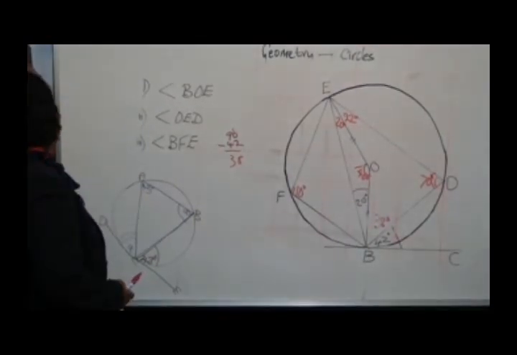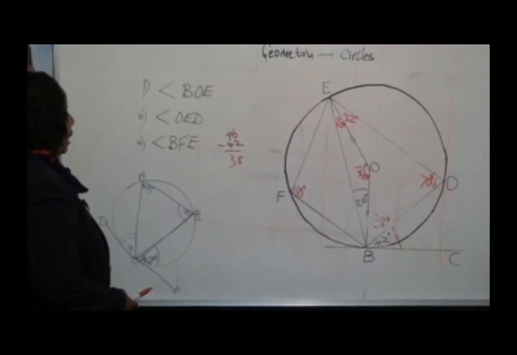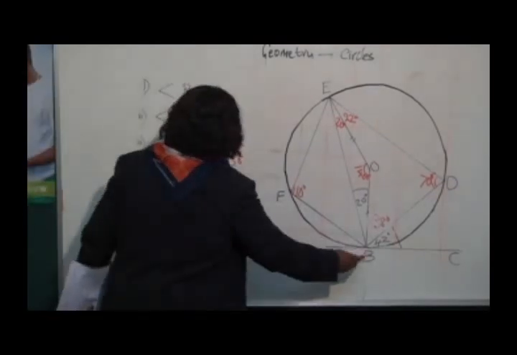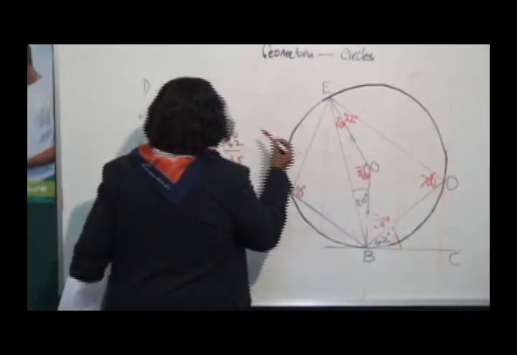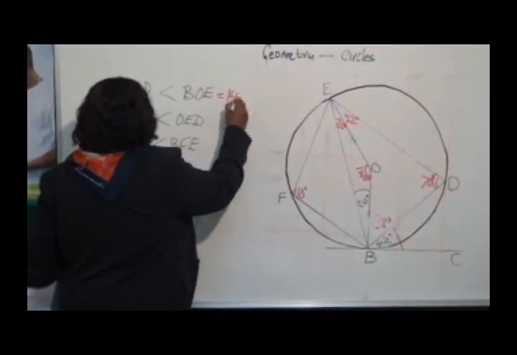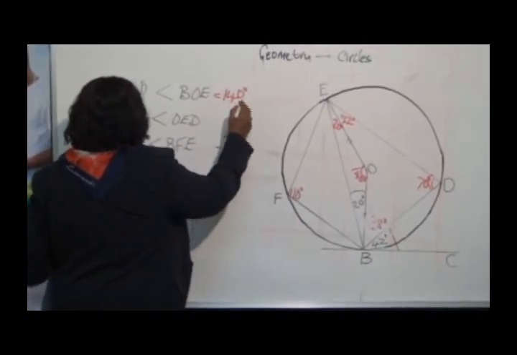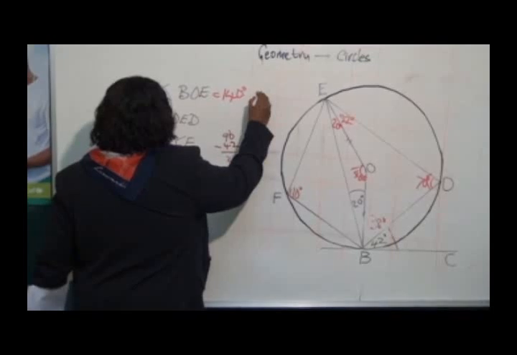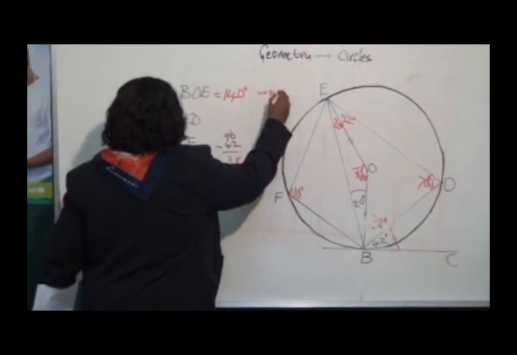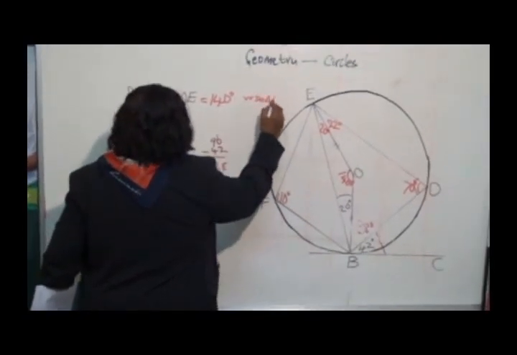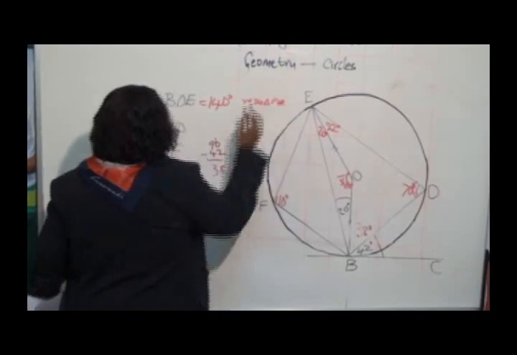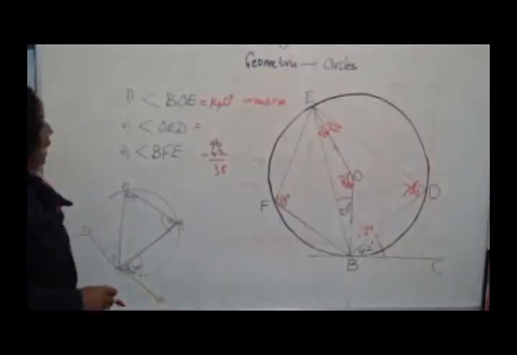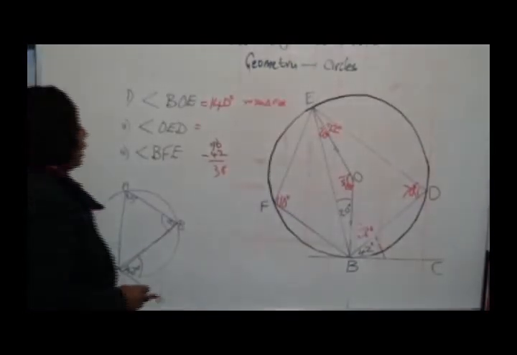So here, the first one would have been BOE. And what is the answer? That's equal to 140 degrees, because it's the third angle of the isosceles triangle, triangle EOB. Okay, now what is OED equal to?